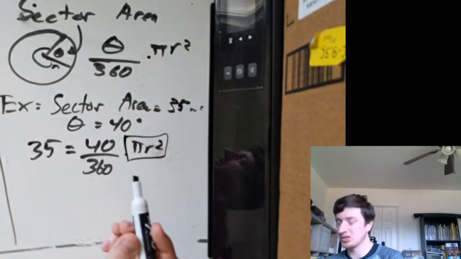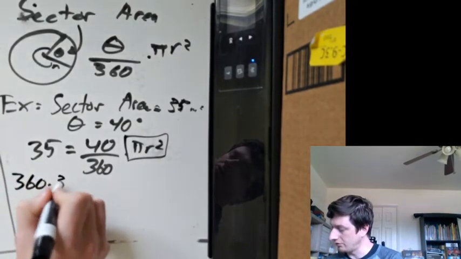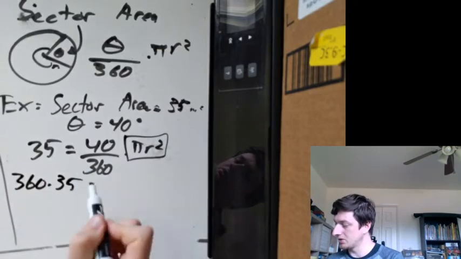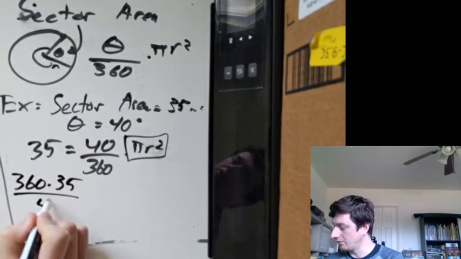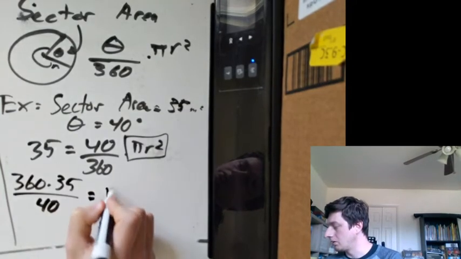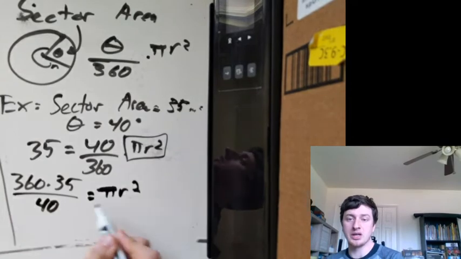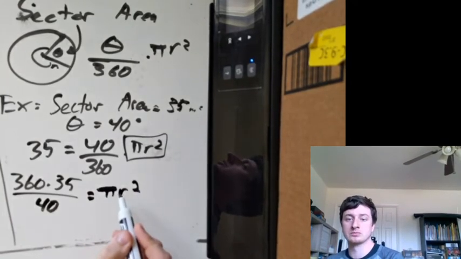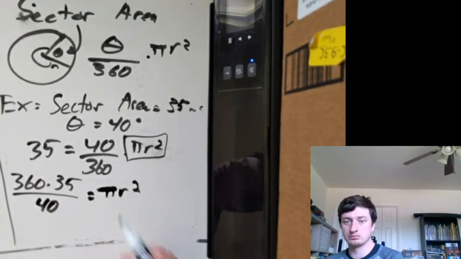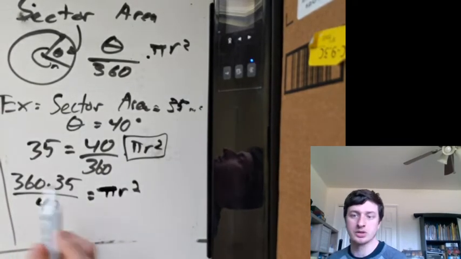We're cross multiplying basically. We're going to do 360 times 35. I multiplied both sides by 360. Divided both sides by 40. And that gives me pi r squared. And we're leaving this because this is the area of the circle. And so we don't need to solve for r. We'll just leave it like that. And so then this is the piece we would plug into our calculator.